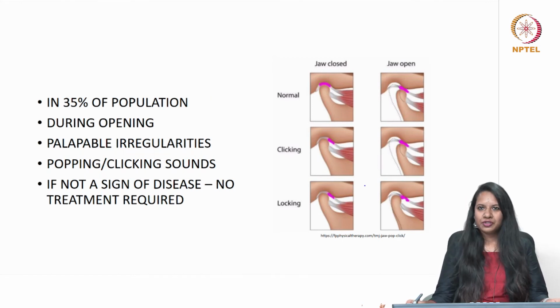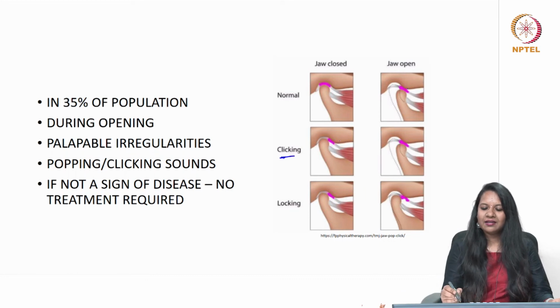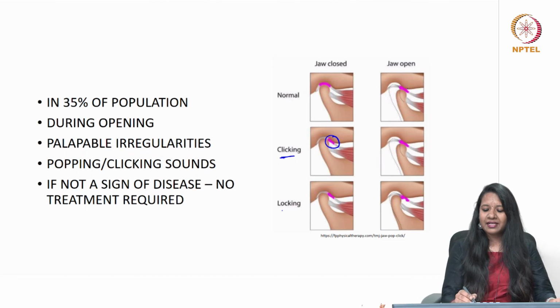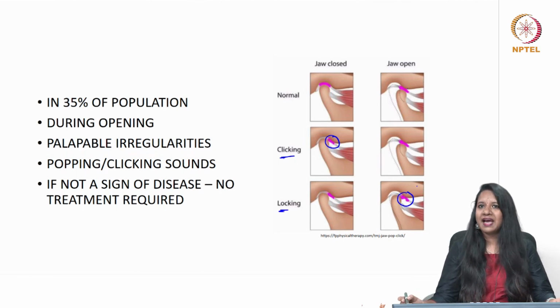The first picture shows the normal position of the condyle and the articular disc while opening and closing of the jaw, whereas in clicking, the articular disc slips from its position, which is heard as clicking during the closing of the TMJ, and in case of locking, the morphology of the articular disc itself is altered and it will not move back to its normal position.